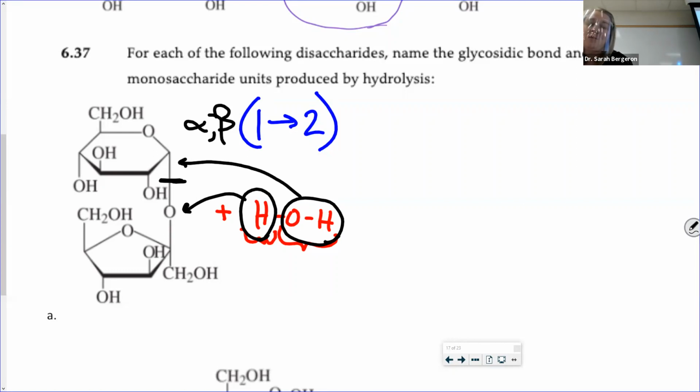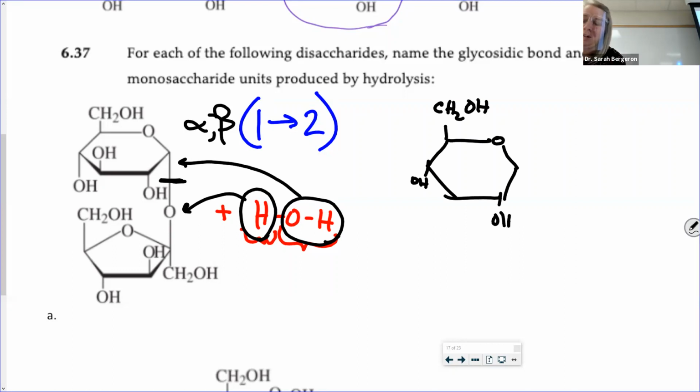Yeah? So now we just redraw our rings. What do we got? We got an OH going down. We got a CH2OH. We got an OH going down, right? Okay, so now I need to add what's going to be there. So I picked up an OH from water. That's this one. So now I do the same thing down here, except draw your sugar correctly. Right? This is a CH2OH. This is an O.